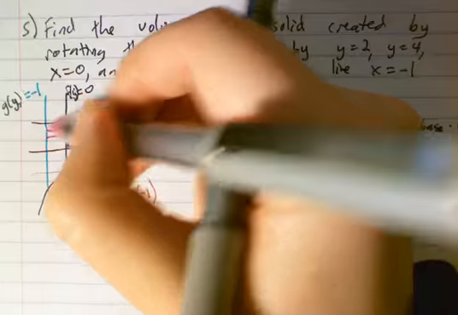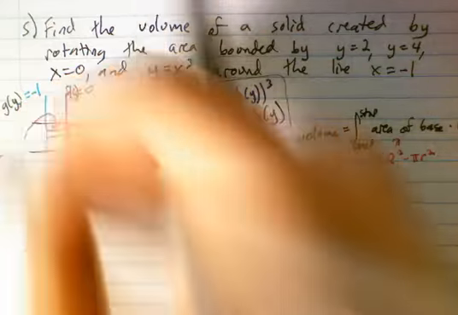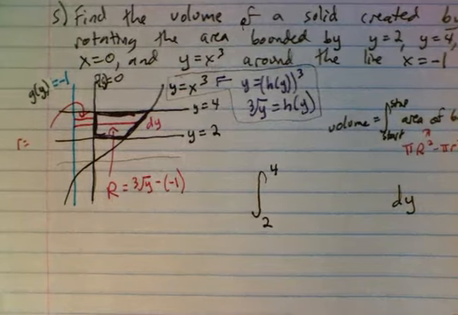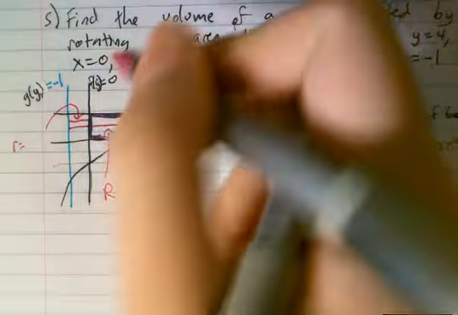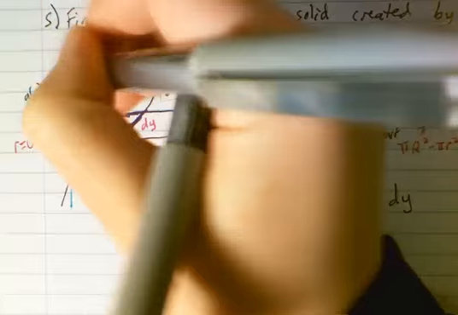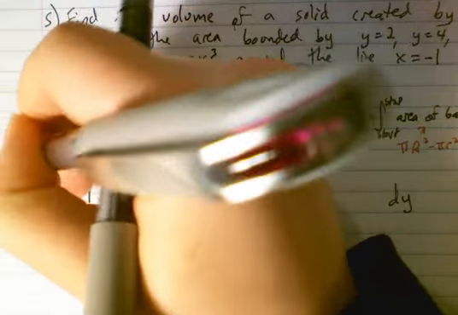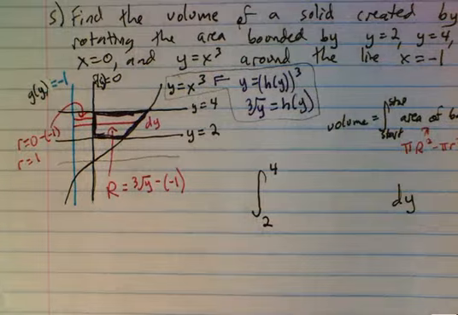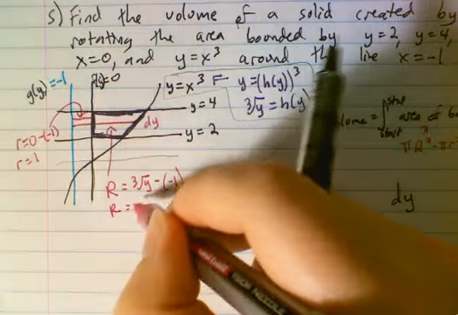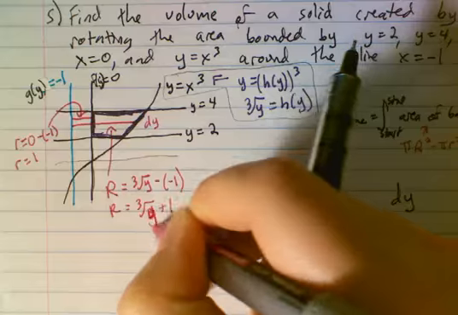And I'm going to draw the other little radius. That's going to be the part that I'm going to take out. On the right, it's 0. On the left, it's -1. So I'm going to subtract -1. Little r just equals 1. Big R is going to be cubed root of y, excuse me, plus 1.